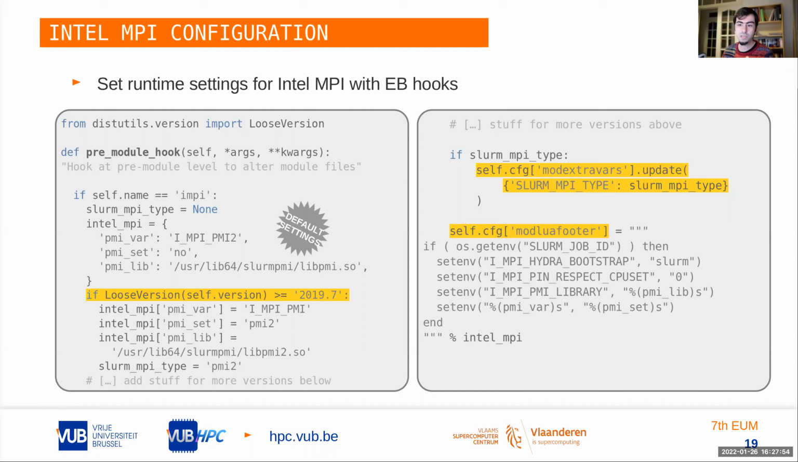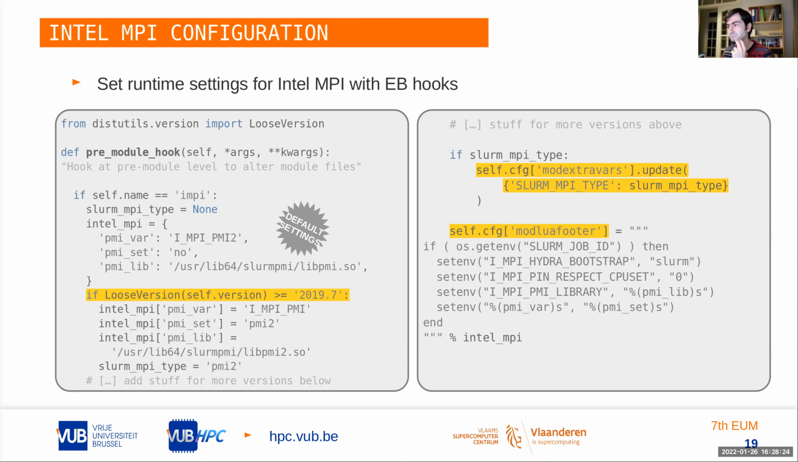So newer versions of Intel MPI support PMI2. So that's what we configure in this case for versions starting from 2019.7. By the way, spoiler alert, if you check the strings in impi_info in recent Intel MPIs, you will see that there are already strings for PMIx, but they do not work yet. So this might be a change in upcoming Intel MPI versions.